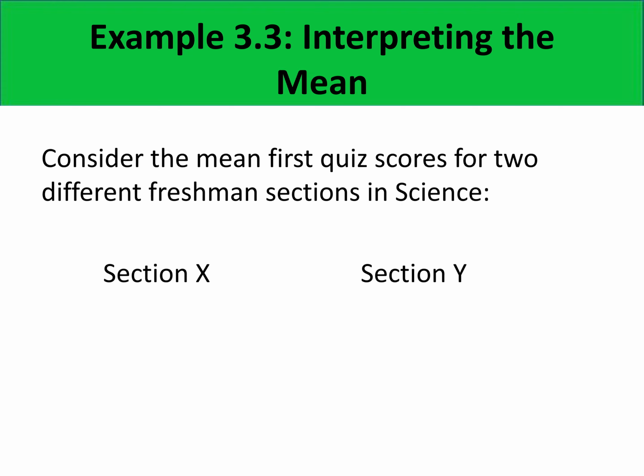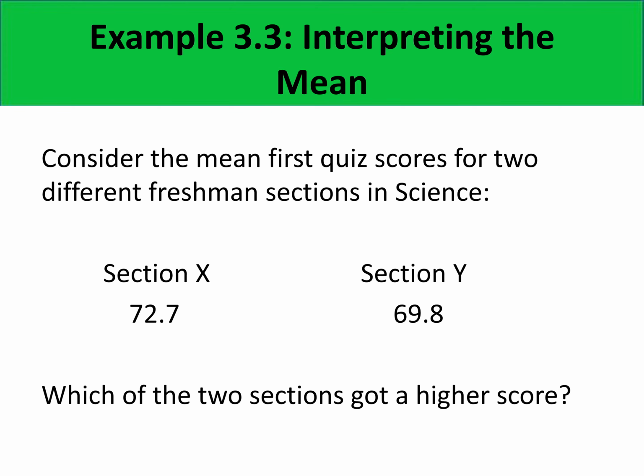Consider the mean first quiz scores for two different freshman sections in science. The students from section X got an average of 72.7, while the students from section Y got an average of 69.8. Which of the two sections got a higher score? If we are going to base it from the mean, then we can say that the students from section X got better scores because their average is higher than the students from section Y.